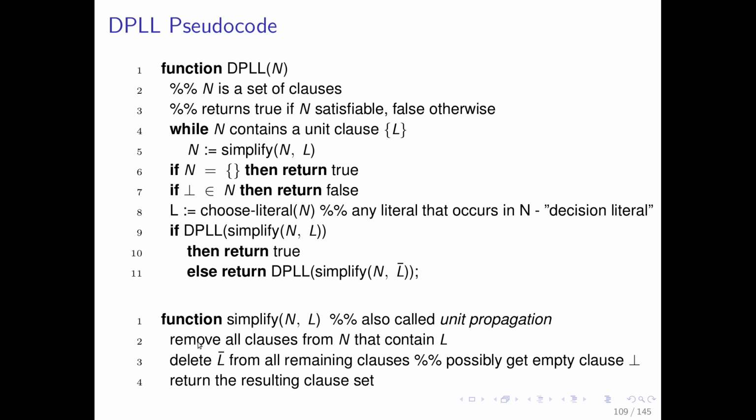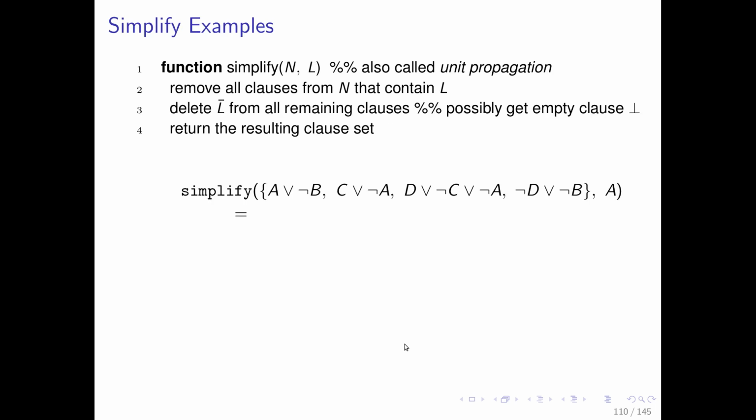It says remove all clauses from N that contain L. So what do we do? Here's the L. Are we going to remove that one? No. Are we going to remove that one? No, because it contains not L, right? Are we going to remove that one? No, because it contains not L. Are we going to remove that one? Yes, because it contains A exactly. So here we are, right? So this whole clause is gone.